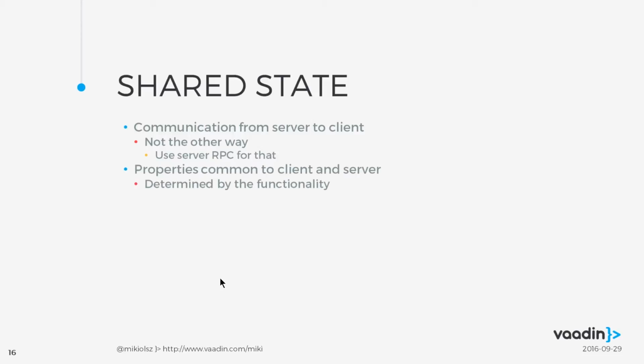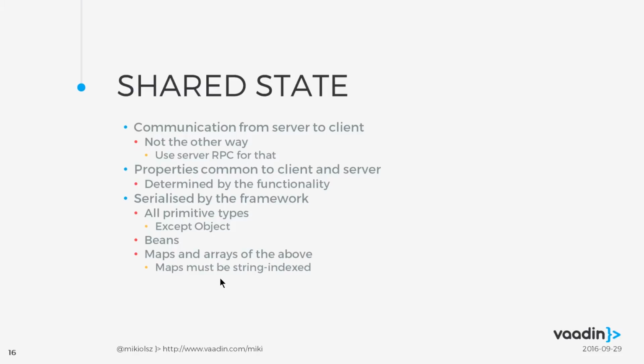These are both properties common to client and server, and of course, as such, they depend on what is the purpose of your add-on. This gets serialized by the framework. What you can put there is basically everything except object. You can't use a generic object type. You have to use concrete objects, you have to use beans or primitive types, and then maps and arrays of the above. So that will work, with the exception that maps must be string indexed. And as I said, this is handled behind the scenes.